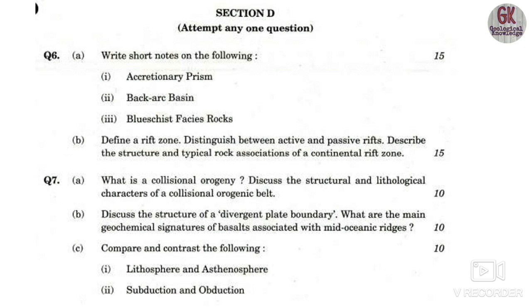7A, what is a collisional orogeny? Discuss the structures and lithological characteristics of a collisional orogenic belt. Collision means when two plates collide with each other. So you have to discuss that orogeny.